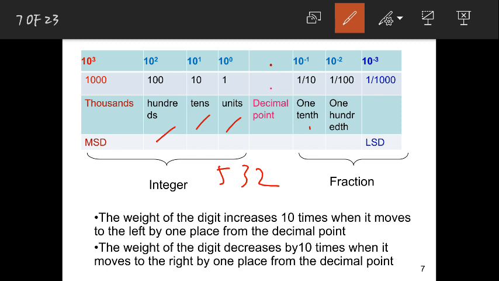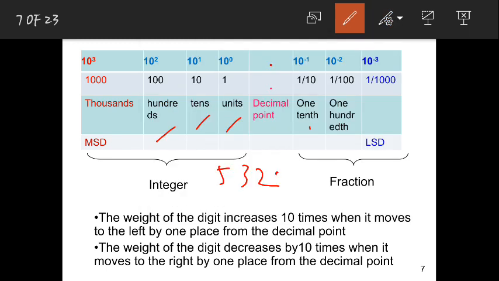In this way we write. For example, if you take 532, 2 will be in the units place, 3 will be in the tens place, 5 will be in the hundreds place. 532 is a decimal number, and the positions of this number are as I said: 10 to the power of 0, 10 to the power of 1, and 10 to the power of 2.